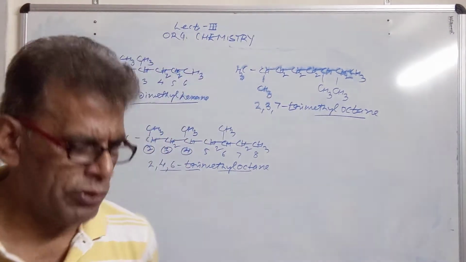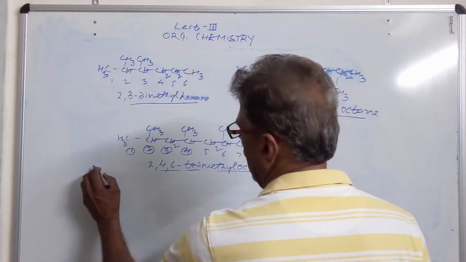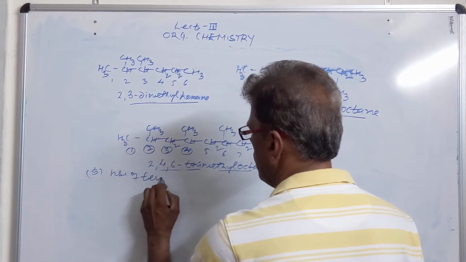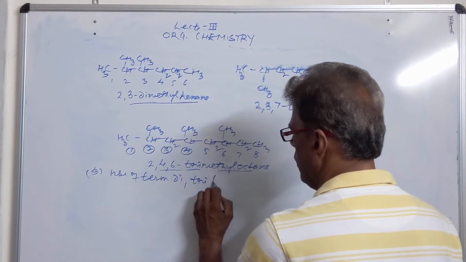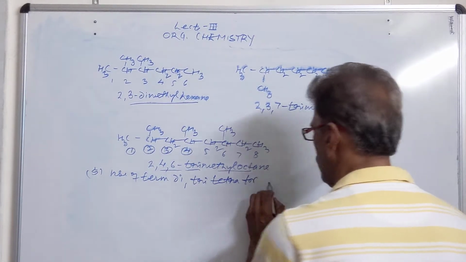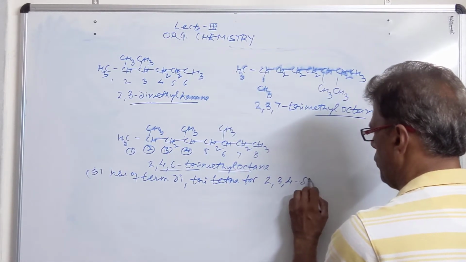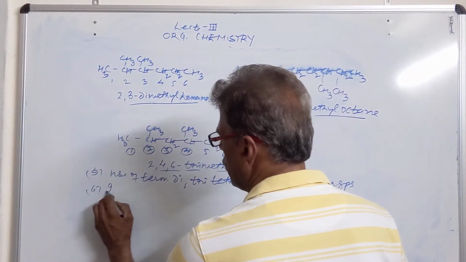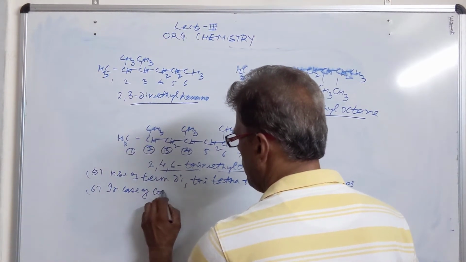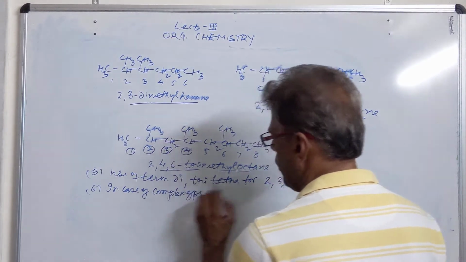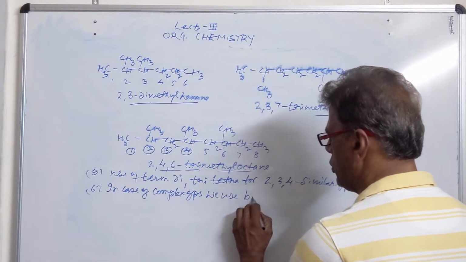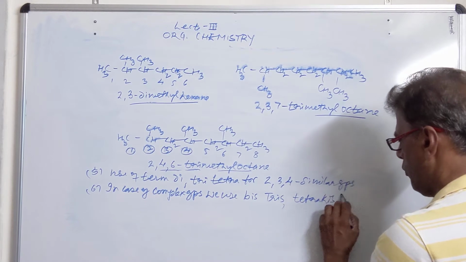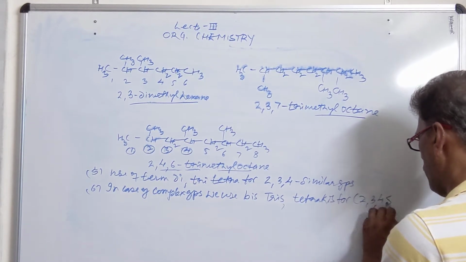If there are 2 groups of similar type, 3 groups of similar type, then we use the terms. Rule number 5, use of term di, tri, tetra for 2, 3, 4 similar groups. In case of the complicated group, in case of complex groups, we use bis, tris, tetrakis for 2, 3, 4 similar groups.